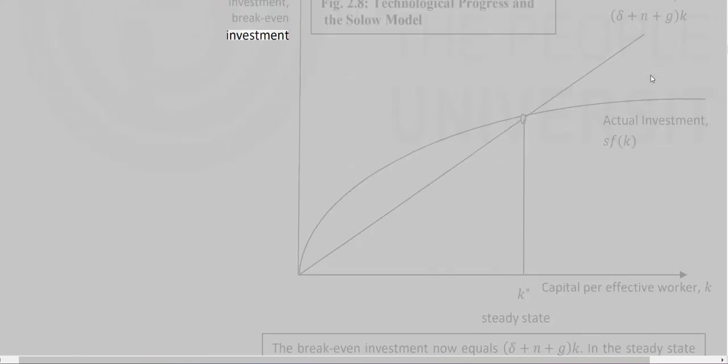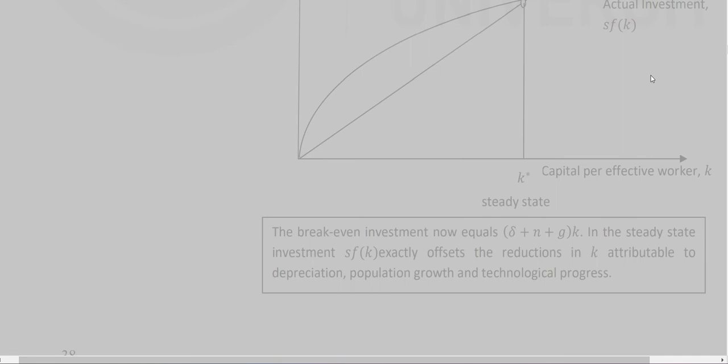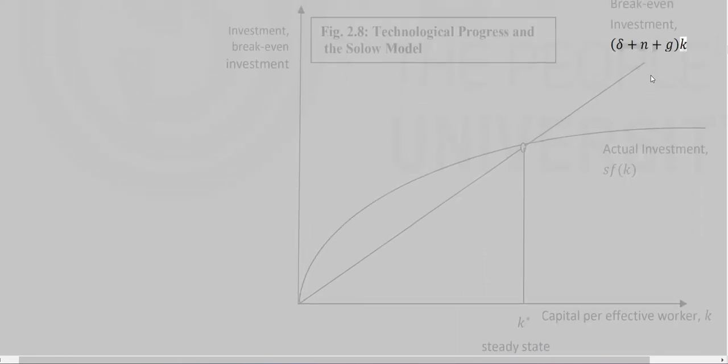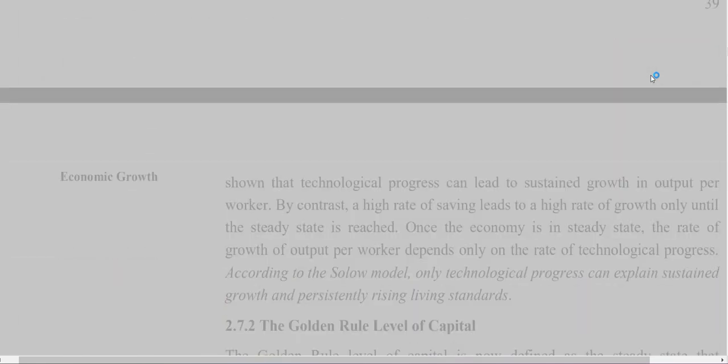Investment, break-even investment. The break-even investment now equals plus plus. In the steady state, investment exactly offsets the reductions in attributable to depreciation, population growth, and technological progress. Actual investment equals break-even investment in the steady state. 39.